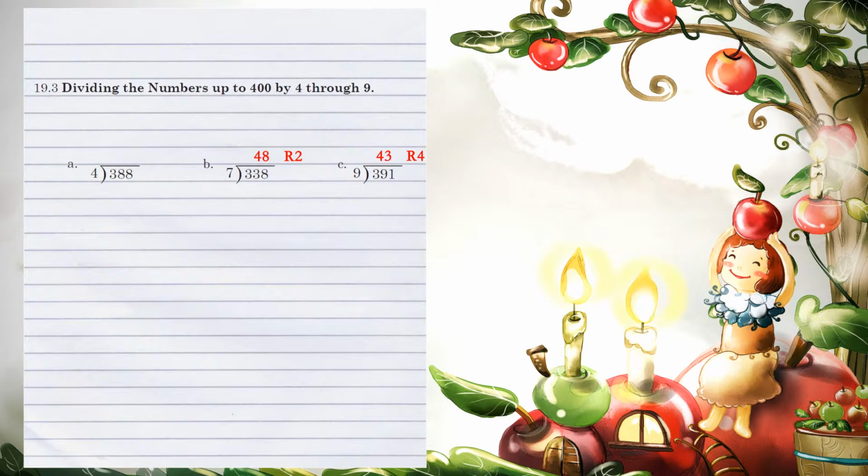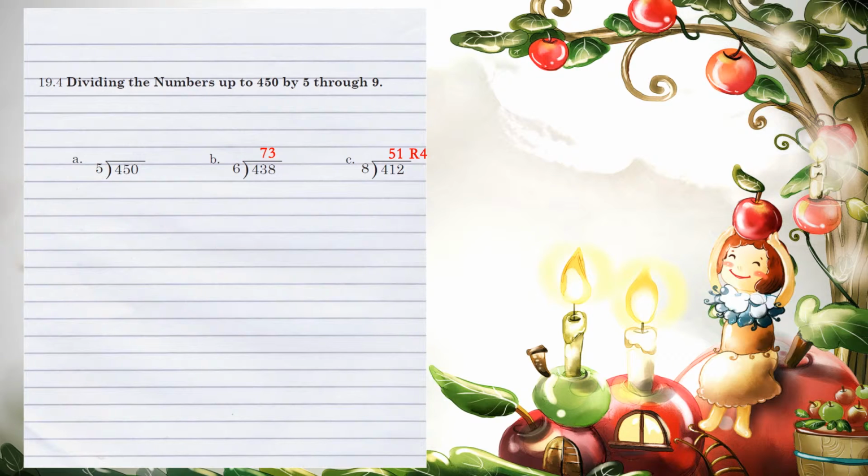Unit 19.3, dividing the numbers up to 400 by 4 through 9. Example A. 4 cannot go into 3. 4 can go into 38 9 times. 9 times 4 is 36. When you subtract, 8 minus 6 is 2. Bring down the next number, which is 8. 4 can go into 28 7 times. 7 times 4 is 28, so we have nothing remaining. Our answer is 97.